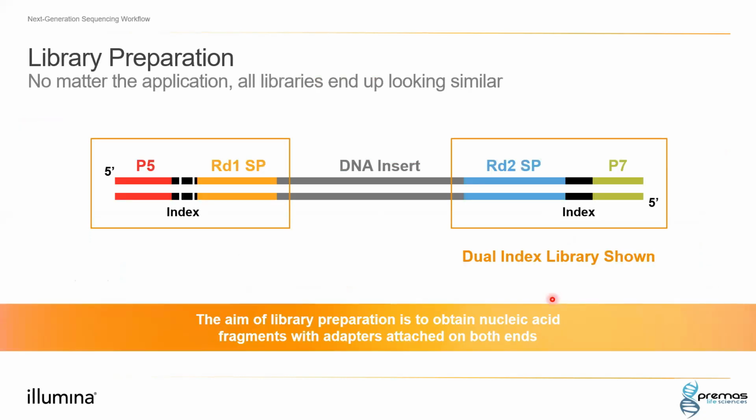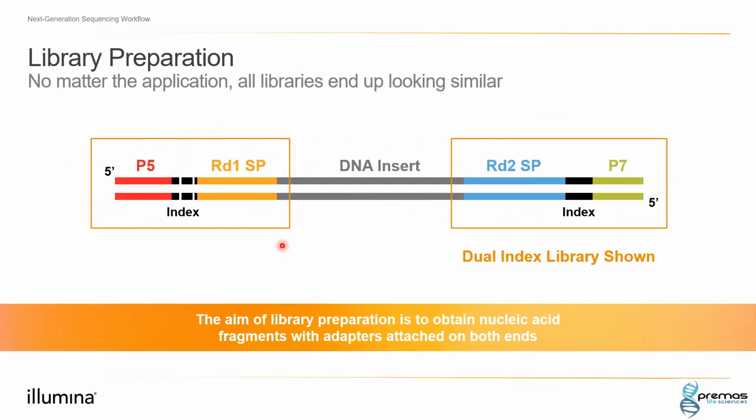Now let's see what the library fragment looks like. So basically, this is a library fragment. Any application or any source of sample, the end library fragment will look like this in every case. This gray region is your DNA insert, that is the DNA fragment. And then this is the modifications that we have done. It has three basic parts: P5, then your index, and then your read one sequencing primer. These three regions are involved in your sequencing.